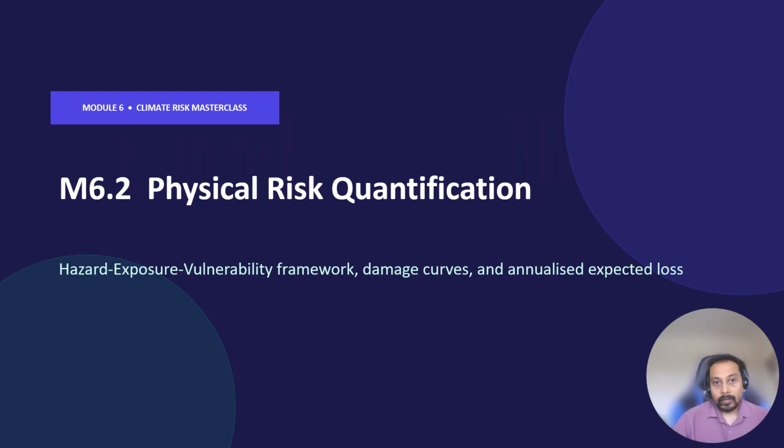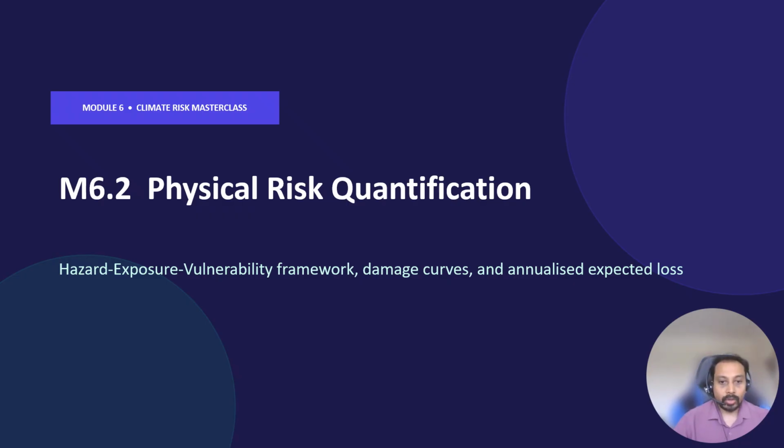Now we will cover the physical risk quantifications, and after that we will go into the Excel sheet modeling as well. So for now, module 6.2, physical risk quantification. We are going to get into the mechanism of how you model flood risk, heat stress, and other physical hazards in financial terms. This is the technical heart of the module, which is very important for climate adaptation, resilience, mitigation, and transition everywhere.